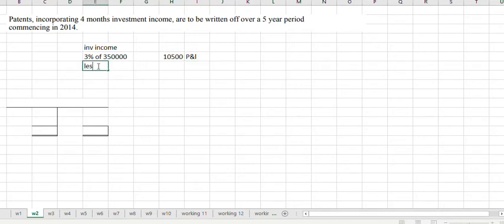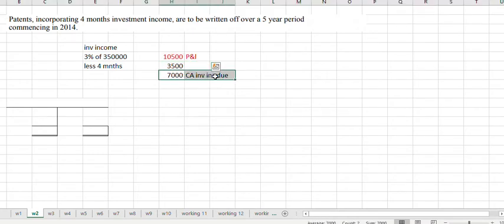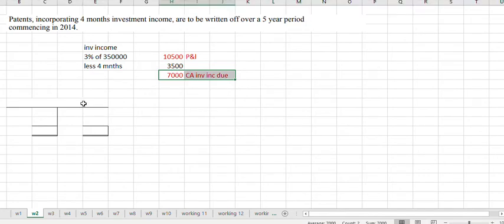We must take away 4 months though. And 4 months, when you work that out, is 3,500, which leaves us with 7,000 still due. That's a current asset, investment income due. So 2 figures that will go to the accounts here. 10,500 is your P&L figure, and 7,000 is your current asset figure. This 3,500 is going to go into the patents.